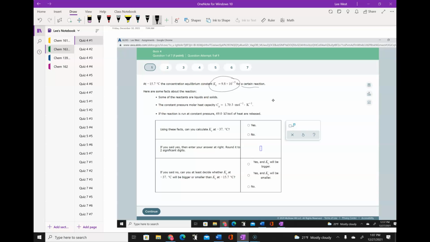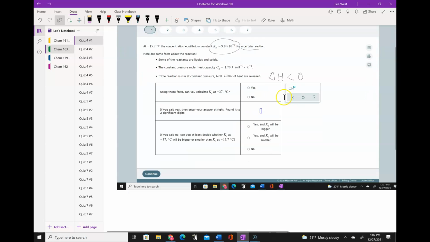The constant pressure molar heat capacity Cp equals, that's really got nothing to do with anything. And it says if the reaction is run at constant pressure, 69 kilojoules of heat are released. So it is an exothermic reaction and delta H is less than 0. It says using these facts, can you calculate Kc at minus 37?